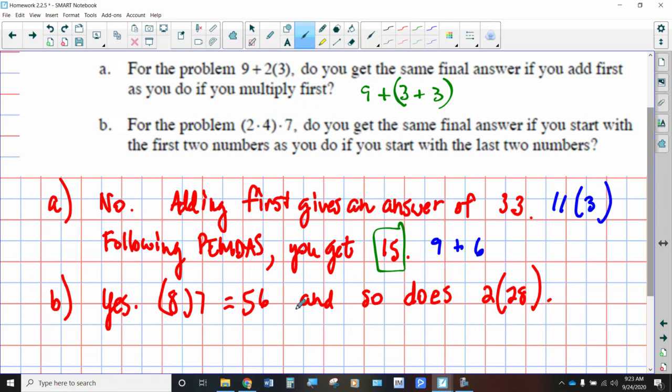But if we had taken 2 times 28, you'd still get 56 as your answer. Either way, you get 56. So when all you're doing is multiplying, it really doesn't matter the order in which you do the work. You'll get the same answer. But when you start mixing multiplication with addition or subtraction, then the multiplication has to take priority.